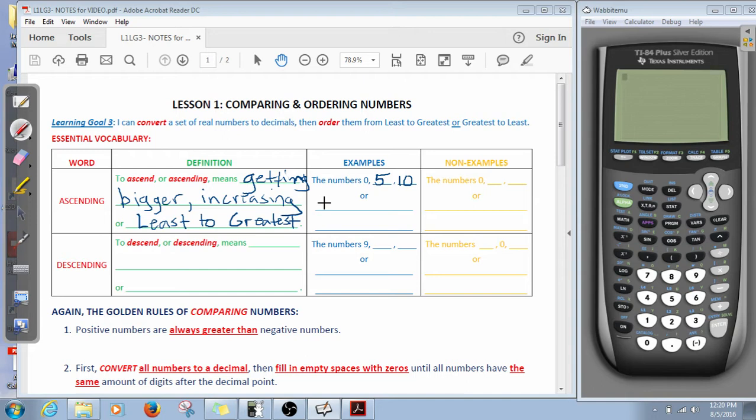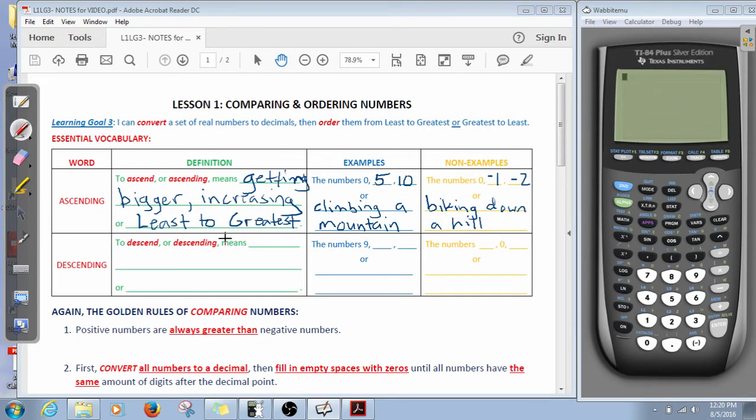Or if we wanted a word example, it would be like climbing a mountain. As you're climbing, you're getting higher and higher. Your elevation is increasing. So a non-example, numbers 0, -1, -2, or biking down a hill. So this time you're not going up, you're going down. You're not getting bigger or increasing, you're decreasing. Technically this would be considered descending, the next vocabulary word.